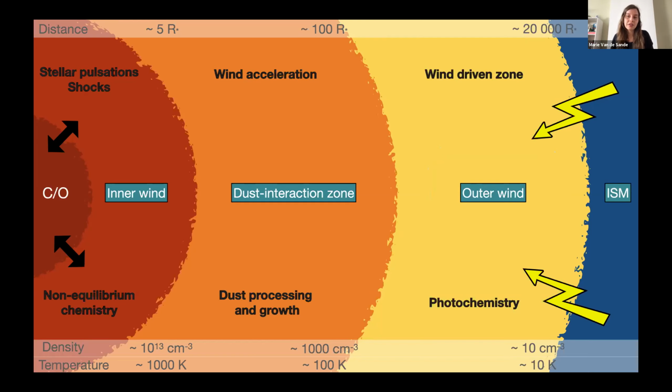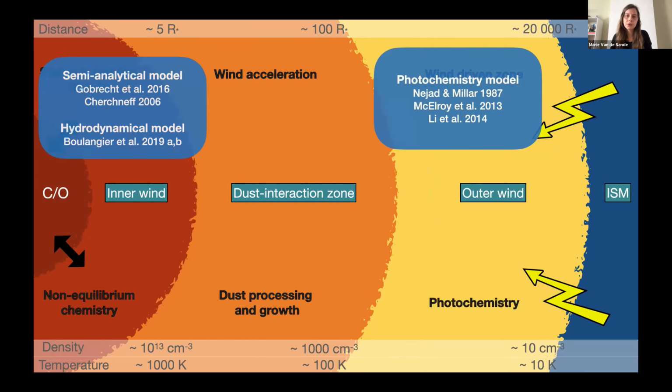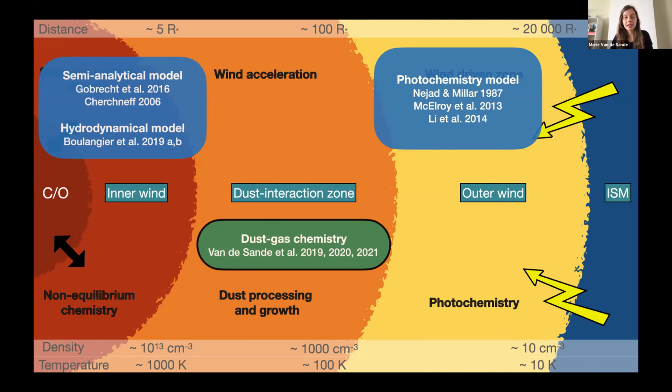When it comes to chemical models of AGB outflows, they can be divided into two main types. Either they deal with a non-equilibrium chemistry up to the point of dust formation, or they are geared towards the photochemistry of the outer winds. These outer wind chemical models are chemical kinetics models, and they include only gas phase reactions. And we have included comprehensive dust-gas chemistry in such an outer wind chemical kinetics model. So our new model is able to describe the chemistry of the outer wind as well as that of the dust interaction. As you can see, we've been having quite some fun with it.